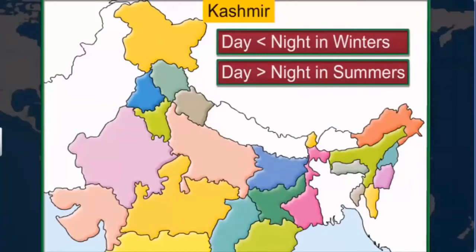So you can see the day is smaller and nights are longer in winters for Kashmir. And days are longer and nights become shorter in summers for Kashmir. I want you all to find out, to write down in your notebooks the exact reason for this. I had discussed this with you all in the last class. So with this, we will end our recap and we'll continue with our chapter.